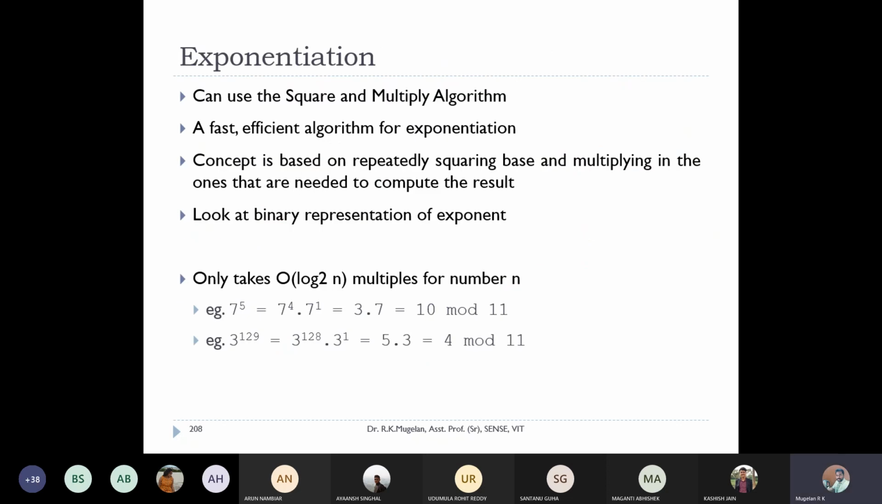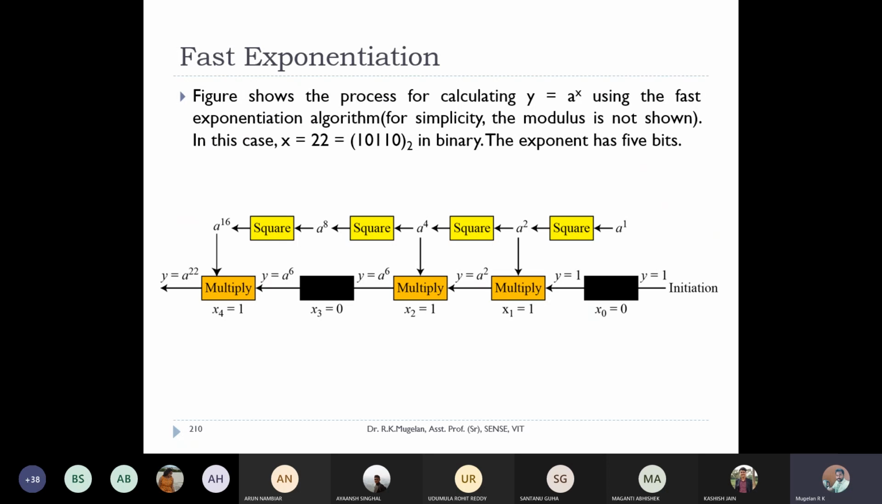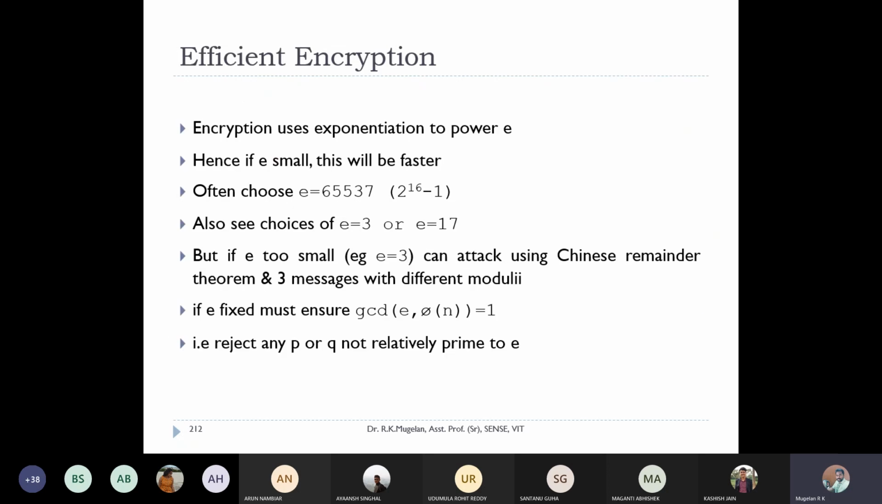As I said, you can use your square and multiply algorithm. I just kept the same slide here. For efficient encryption, your power E should be of a very large size. If you use a smaller size, then it can easily be cracked. Mostly they use the Chinese remainder theorem. If they are able to intercept 3 messages from you, they can use the Chinese remainder theorem to crack the value of E. So you can't use smaller numbers like 3, 17 and so on.